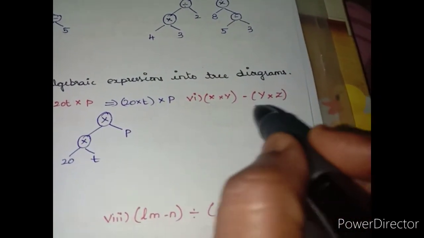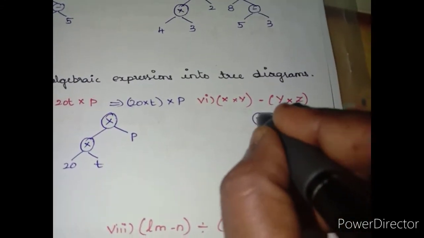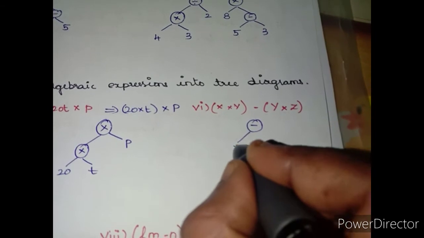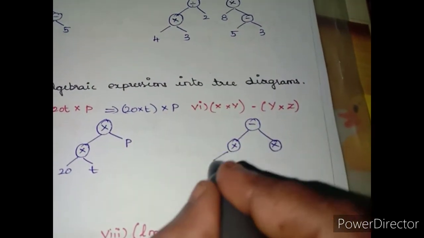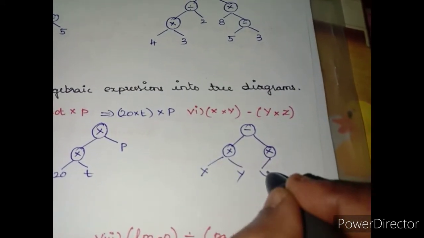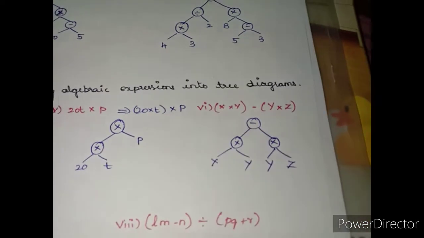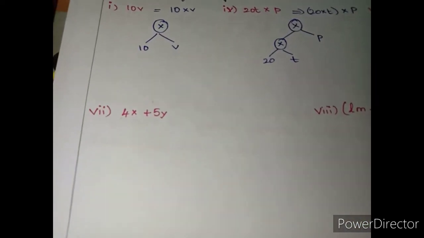x into y minus y into z. So, what is the main operation? Minus. Multiplication. Here also multiplication. Now, x, y, here y and z. Simple. Okay. See the next question, seventh question.